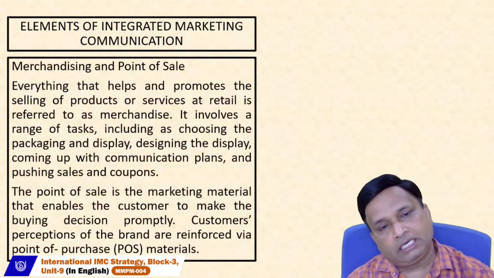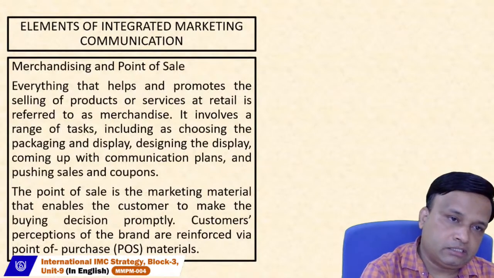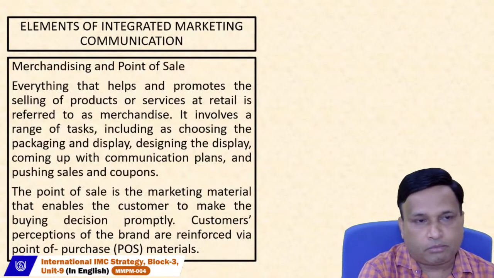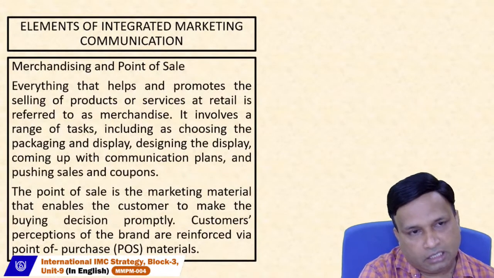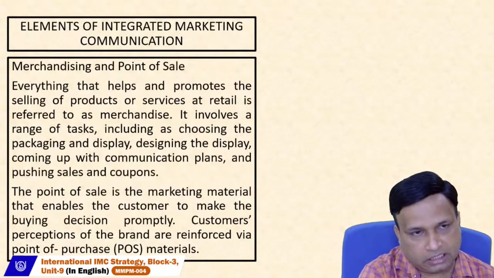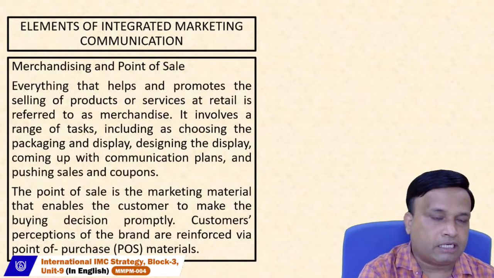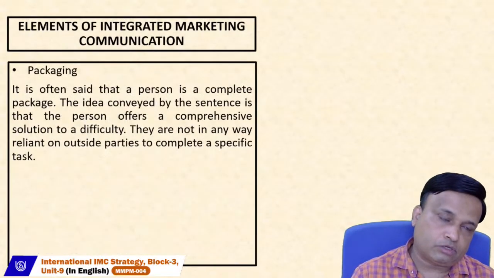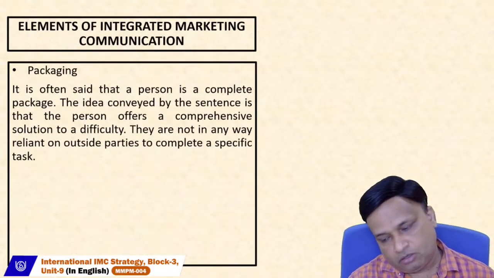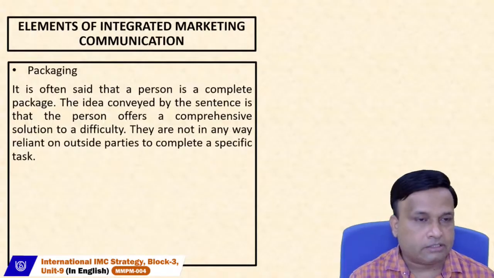Then we talk about merchandising and sales. Merchandising is the kind of products you are offering. If the product also provides some information, or the point of sale does, it becomes easier for the marketer to communicate with the target audience. Then the last one we talk about is packaging. Packaging is a way to communicate with the target audience.